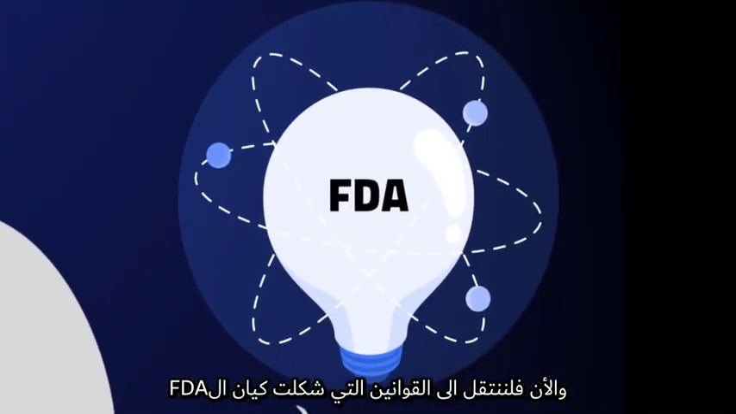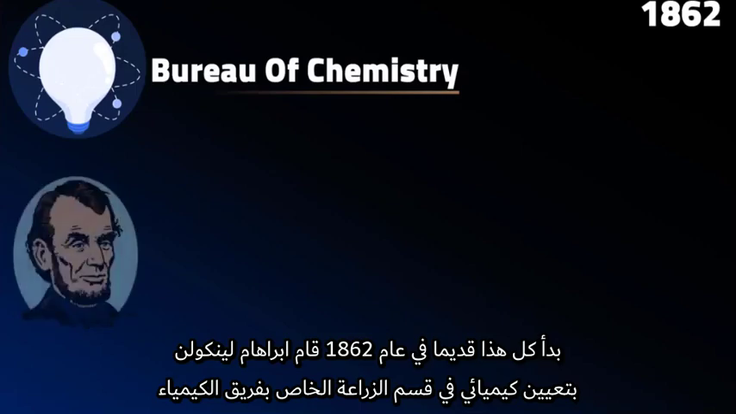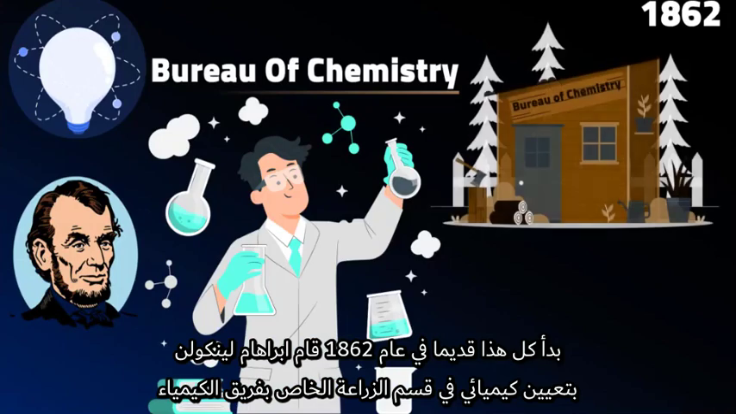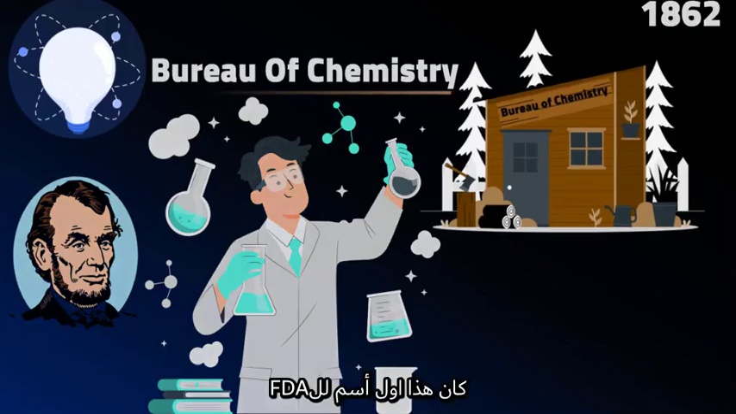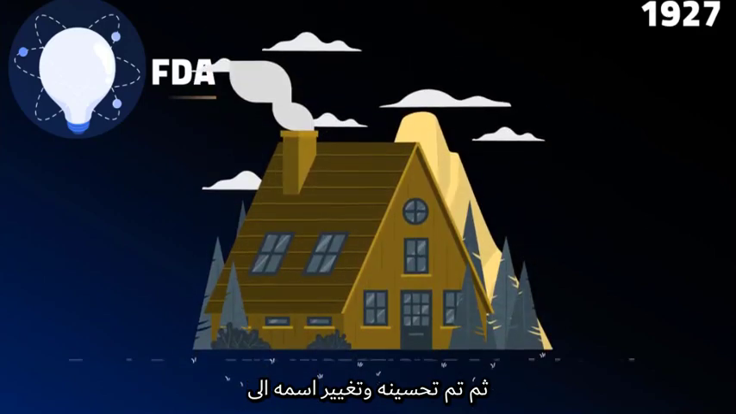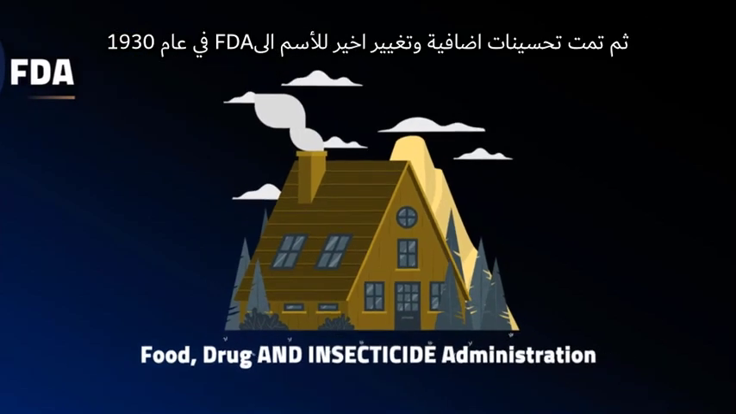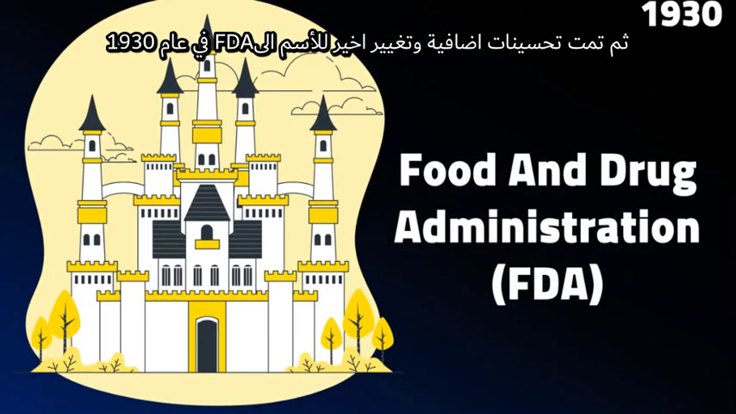And now let's move to the laws that shaped the FDA. Starting way back in 1862, President Abraham Lincoln appointed a chemist to serve in the Department of Agriculture in the Bureau of Chemistry. But what is the Bureau of Chemistry? It was the first form of the FDA. It would be improved and renamed in 1927 to the Food, Drug, Insecticide Administration, and would have further improvement and the last change of name to the Food and Drug Administration in 1930.